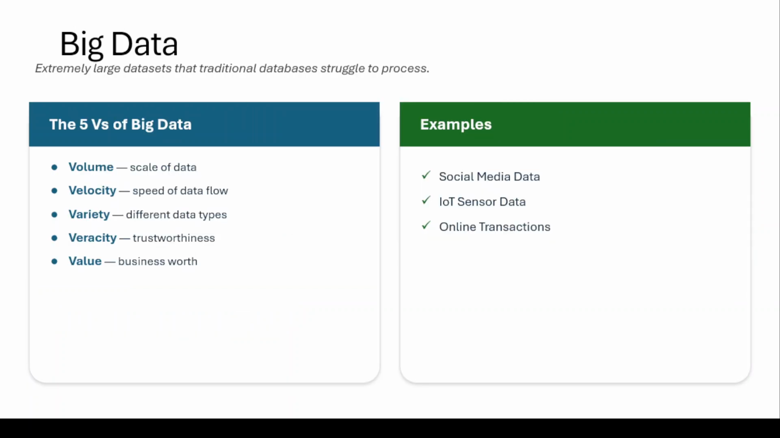Big data: extremely large data sets that traditional databases struggle to process. The 5 V's of big data are volume, velocity, variety, veracity and value. We will discuss it when we learn big data. Examples: social media data, IoT sensor data, online transactions.